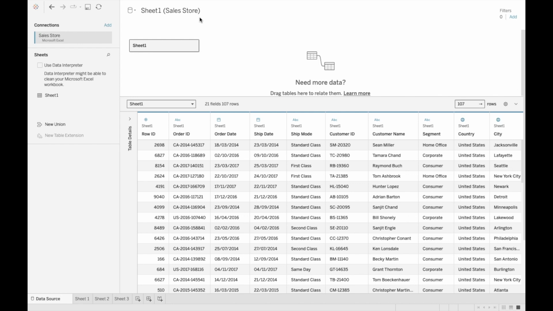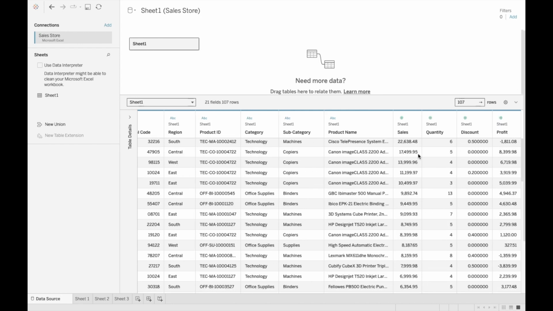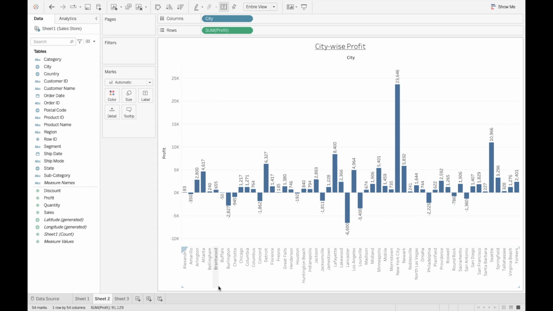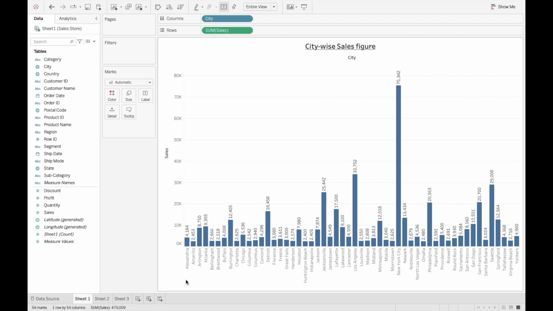Here we have a dataset of a superstore with its sales and profit figures. Suppose there is a visualization like the one we are dealing with right now. Here we have a chart of city-wise profit and another visualization, this one, which is city-wise sales. Now I would like to combine both of these charts in a single chart. Let's do it.